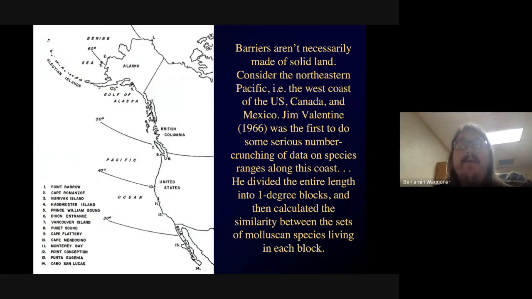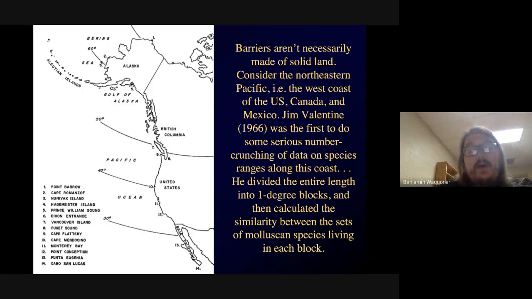And it turns out that barriers aren't necessarily made of solid land. This is some groundbreaking work that was done back in the 60s by Jim Valentine, who was one of my professors at Berkeley and one of the most frighteningly smart people I've ever known. And these days, there's a lot of science that you can do by assembling data sets of lots and lots of numbers and then crunching them on computer. But Jim Valentine did this in 1966, when computing was still being done by punch cards.